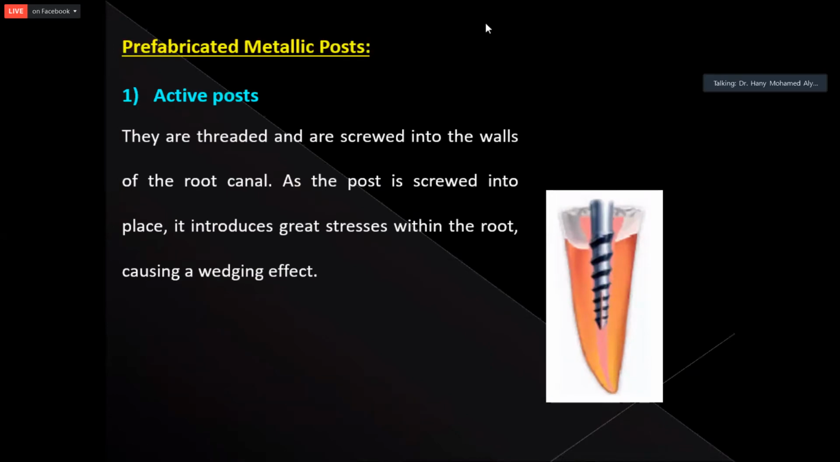The types just will go for the prefabricated metallic posts. Have two types: have passive, have active, and passive posts. The active posts are threaded and they are screwed inside the canal. This type of posts creates great stresses on the roots, and usually it is not favored for post placement.